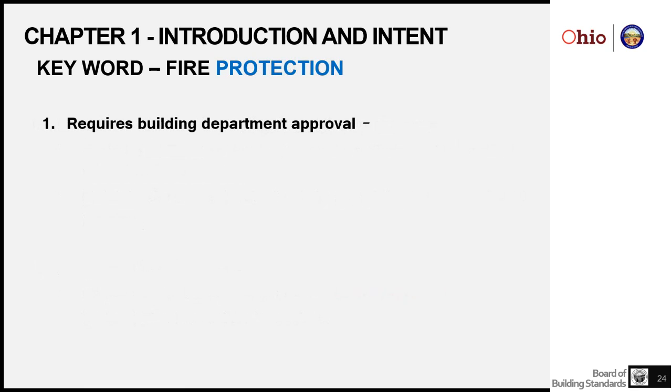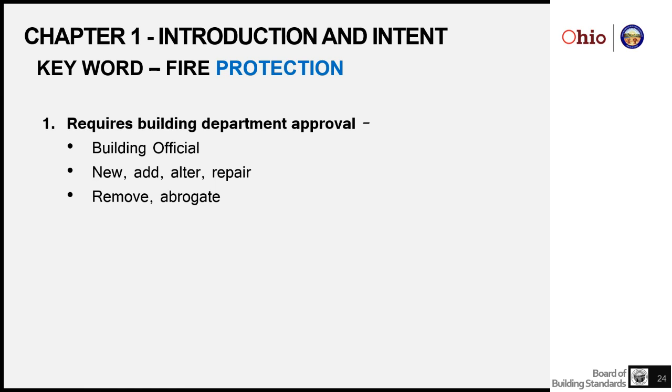Fire protection requires building department approval. The building official has to approve these things, whether it's new, an addition to, an alteration of, or repair to any of that fire protection systems. The building official has approval. They also have approval if an owner wants to remove or abrogate one of the fire protection systems. The fire official for the jurisdiction also has some responsibility in removal and abrogation of a fire protection system.